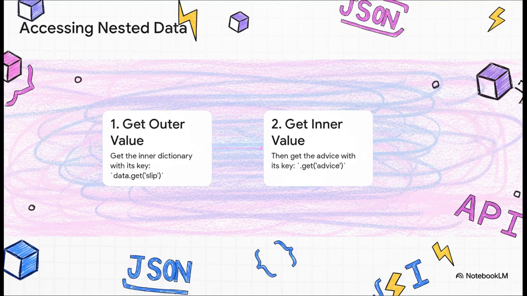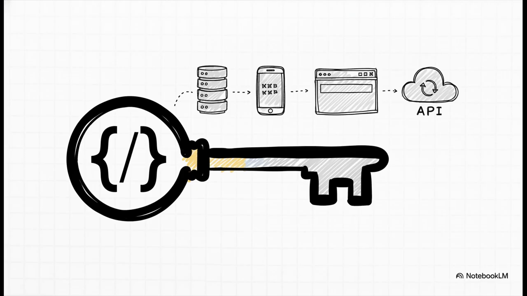First, you ask the main dictionary for the value associated with the key slip. That gives you the inner dictionary. Then you just ask that dictionary for the value of advice. We're just using the exact same access move we learned a few minutes ago. Nothing new. So here's the really crucial point.